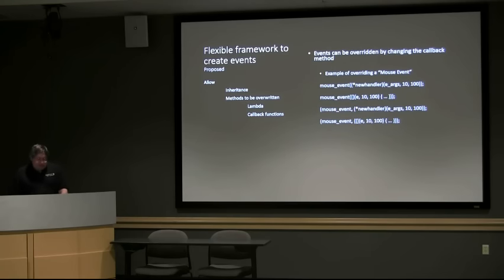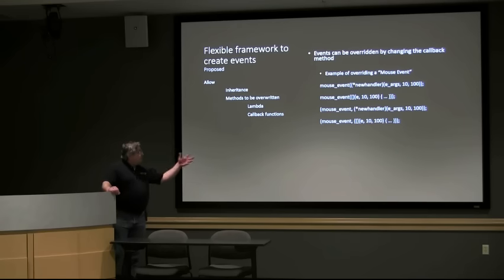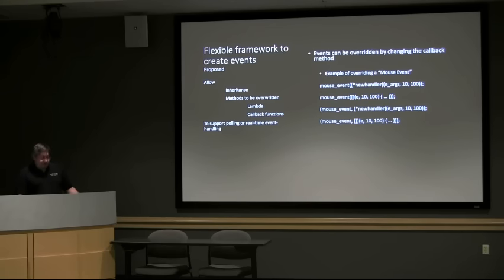Here's an example. Let's say that a mouse event has been created by the library developer, but you want to add a new feature to that particular library. Rather than having to inherit a new mouse event from the mouse event, we can just override the function pointer, and from there, whenever the mouse event fires, it will call that new function pointer. Or if we have a lambda function, we can also provide that as a replacement for an existing callback function. To support both polling or real-time event handling.